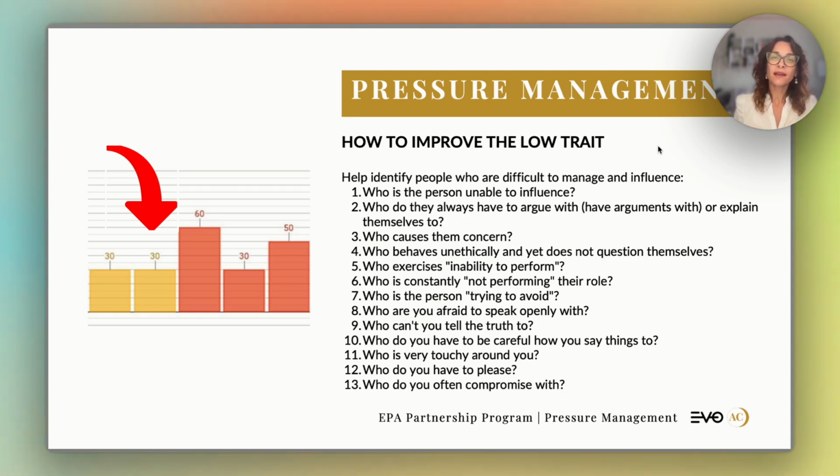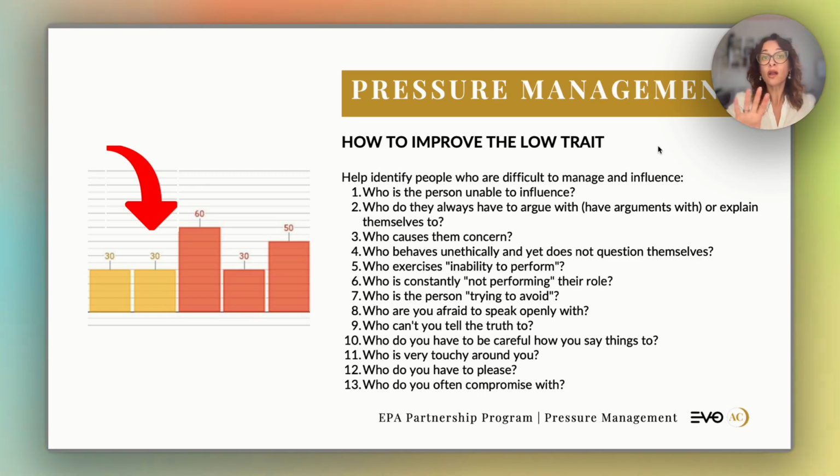So let's try and identify who this person is. And you can ask all of these questions. Who is the person that you are unable to influence? Who do you always end up arguing with, or have to over-explain things to? Who causes you anxiety or concern or preoccupation, etc.